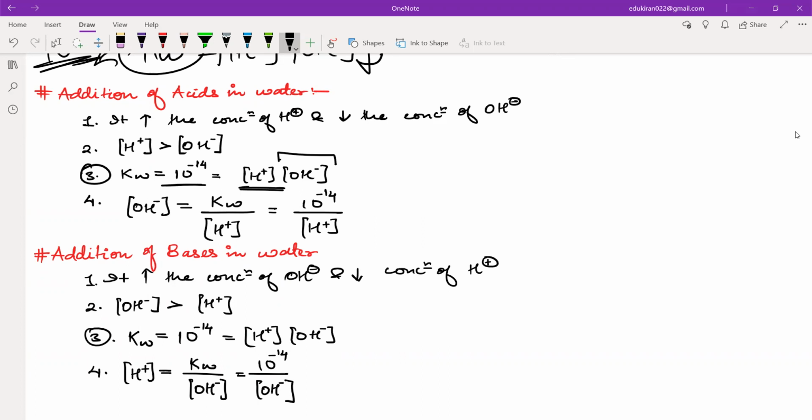The equilibrium chapter, and mainly ionic equilibrium, is problematic due to unlearning. You have to unlearn a few things, right? So that is the point where students face some difficulty.